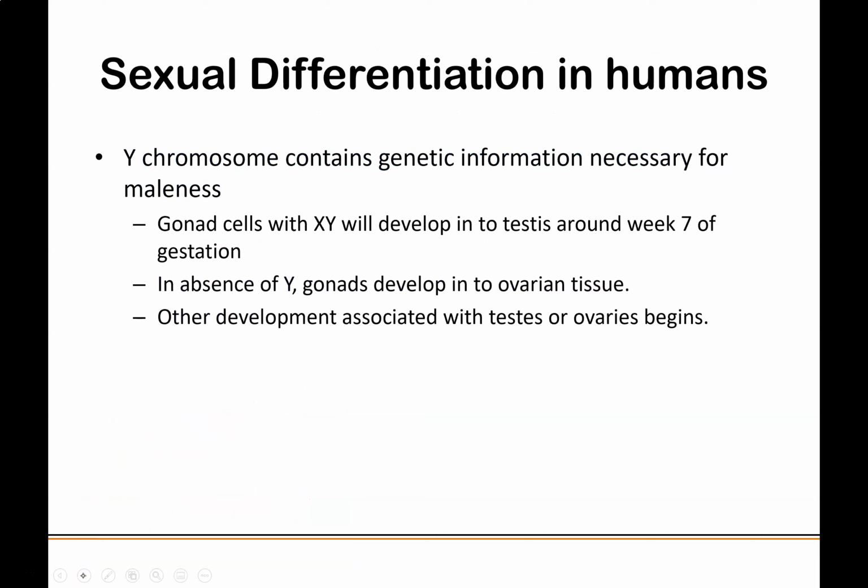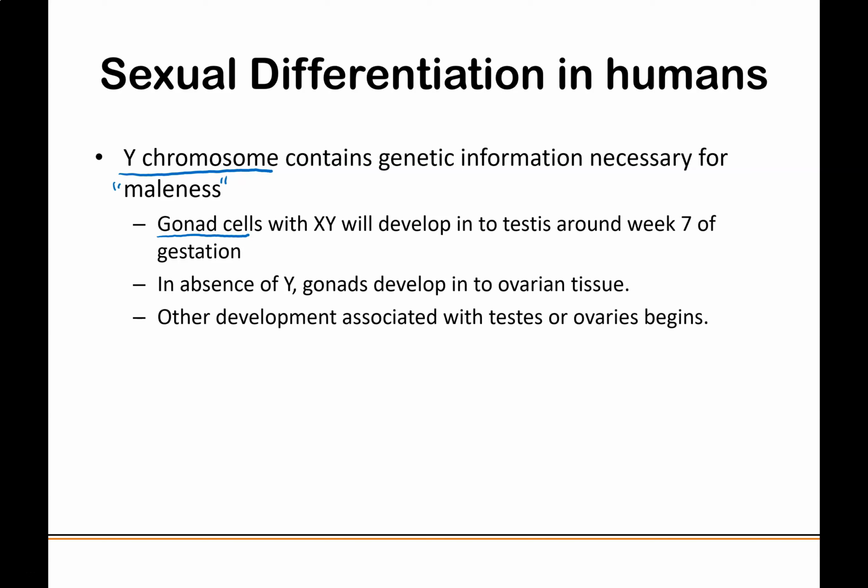All right, so let's talk about sexual differentiation in humans. So this all goes back to the Y chromosome. The Y chromosome is going to contain the genetic material that is necessary for producing what our book calls maleness. So characteristics that are unique to males. At around 7 weeks of gestation, this is 7 weeks after fertilization of the eggs, the gonad cells, these are the cells that are going to develop into either the ovaries or the testes.